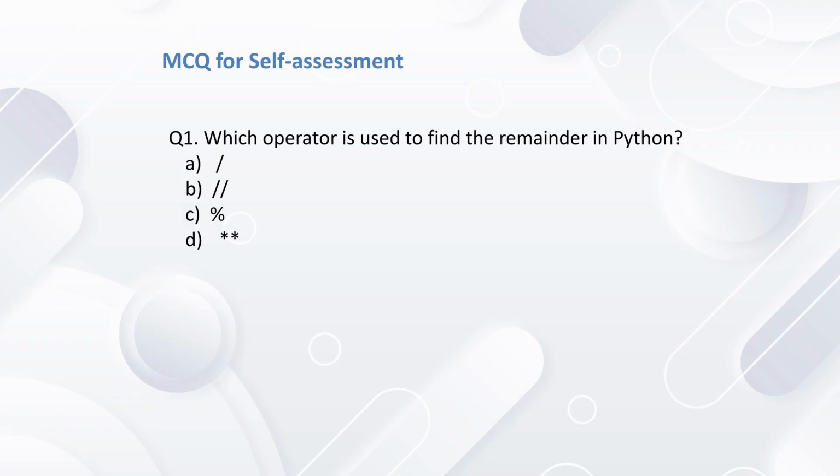For a quick knowledge check, let's go through some multiple choice questions to reinforce your learning. Here is the first question. Take a moment to think about your answer. Question 1. Which operator is used to find the remainder in Python? Here, options are given. The correct answer is option C, that is the modulus operator.